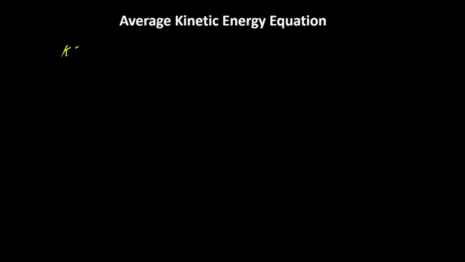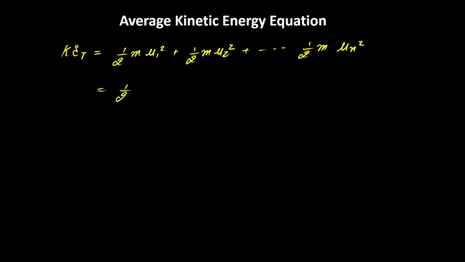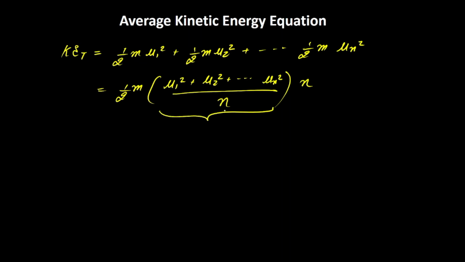Let's find the total kinetic energy of all the molecules. So it would be half into m into u1 square plus half into m into u2 square and so on till half into m into un square. So again we can take half m as common. This entire thing becomes u1 square plus u2 square till about un square, and we can divide by n and multiply by n. So this expression comes out to be URMS square. So the total kinetic energy would be half into m into URMS square times n. And this would be the total kinetic energy.